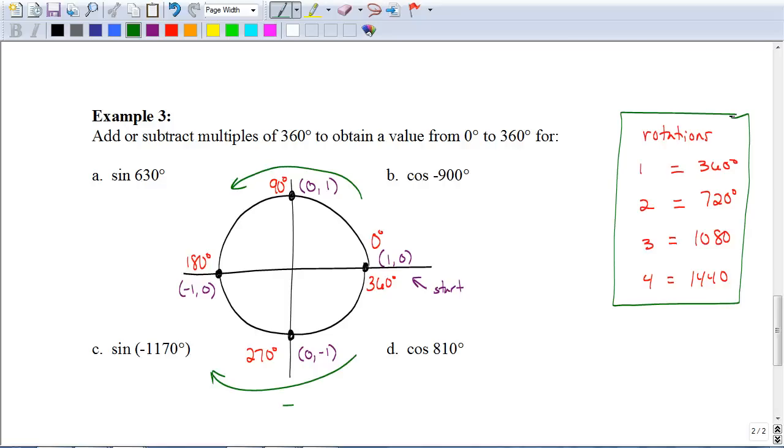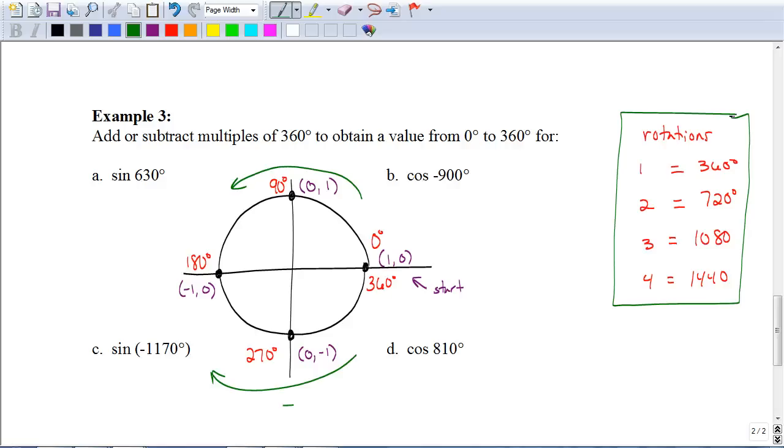3 times 360 would be 1,080. So 10 full rotations would be 3,600 degrees because you take 360 times 10. So whatever the rotation would be times 360 would give you the total number of degrees. So let's look at some of these.